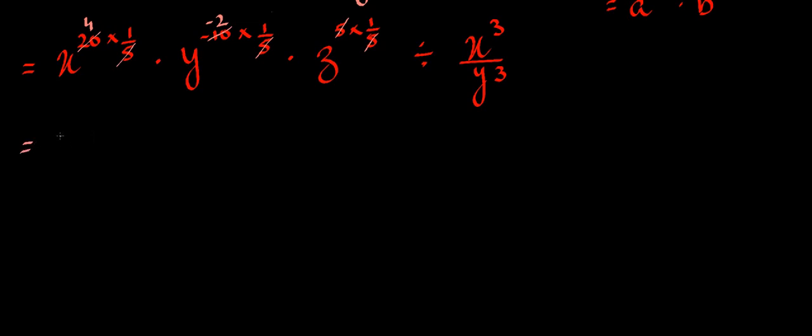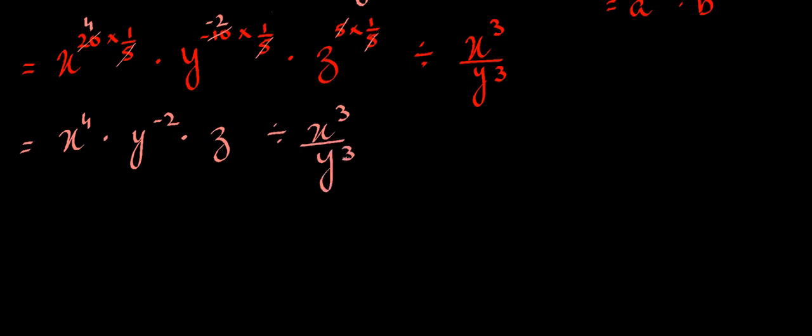So we have that is equal to x raised to 4 into y raised to minus 2 into z raised to nothing but 1, which we need not write, divided by x raised to 3 upon y raised to 3. Now when we are dividing this whole term with this, what happens when we have common bases and division happening? We subtract our powers.